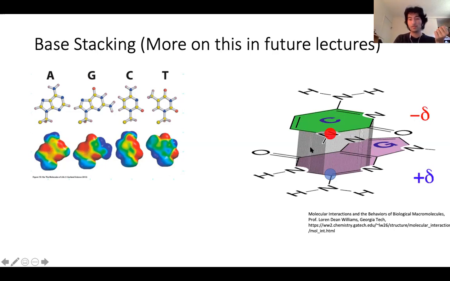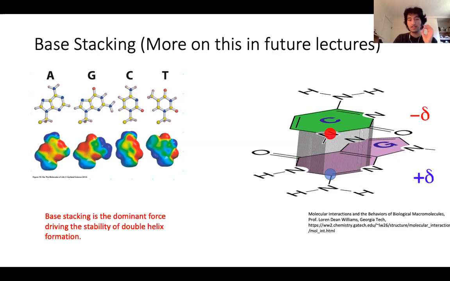Throughout this molecule, you could also have van der Waals interactions and other dipole-dipole forces that contribute to base stacking being very energetically favorable. And the key takeaway is that this is the driving force in causing the DNA helix to form, because this is the greatest contribution to the increased stability of the DNA helix relative to the single strands.